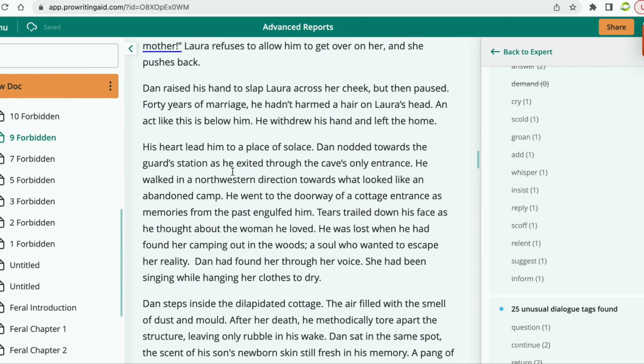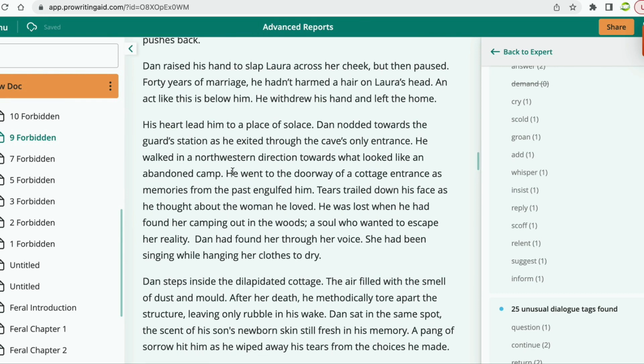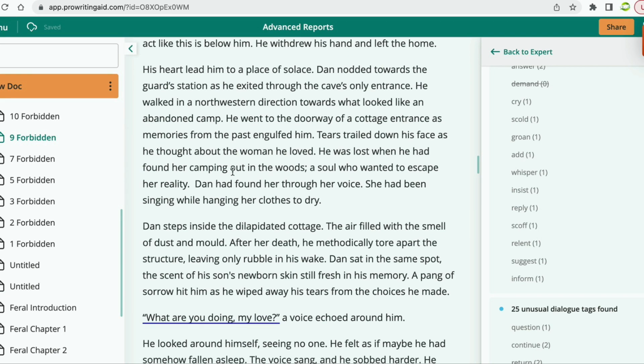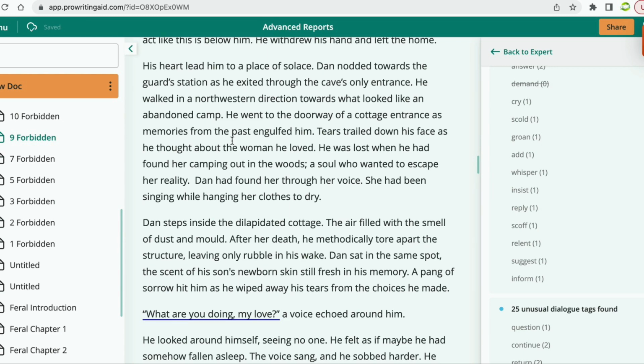This is where it gets intense. Dan raised his hand to slap Laura across her cheek, but then paused. In 40 years of marriage, he hadn't harmed a hair on Laura's head. An act like this is below him. He withdrew his hand and left the home. Respect, Dan, respect.